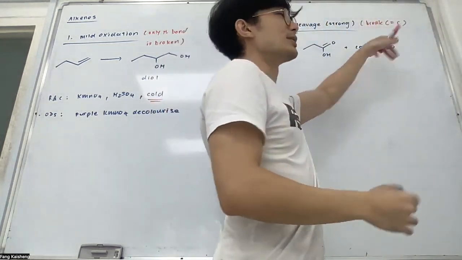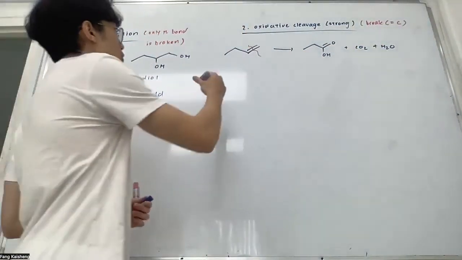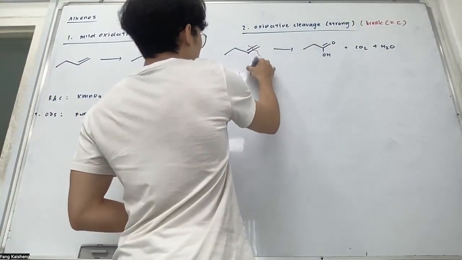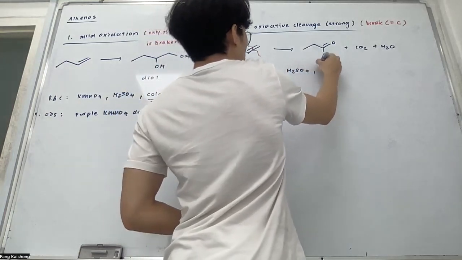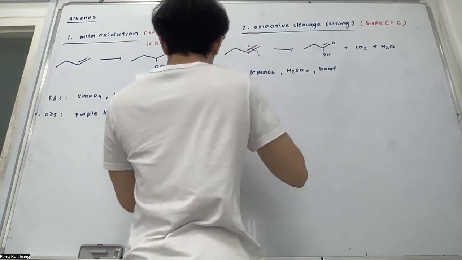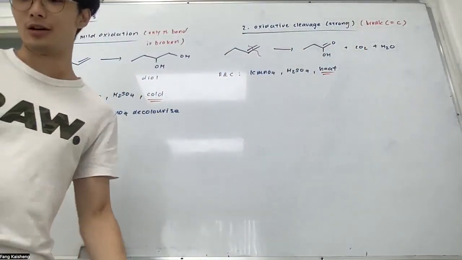Carbon dioxide and water is considered one. Okay, later we'll see. Never mind, ignore this first. What you want to look at is the reagents and conditions. Okay, KMnO4, H2SO4, and heat. Again, stronger conditions allow you to break more. Okay? That's it.